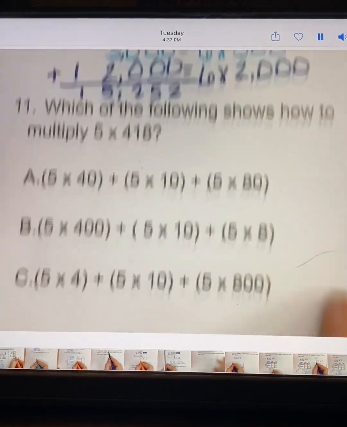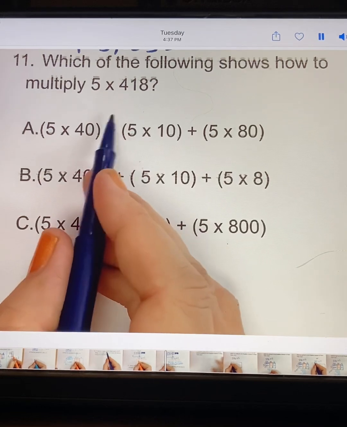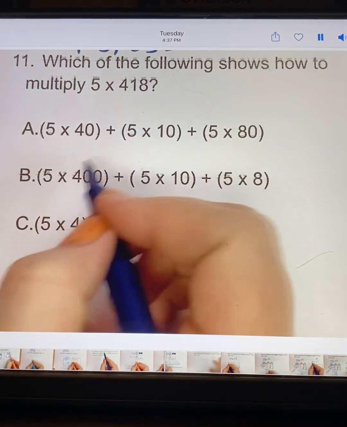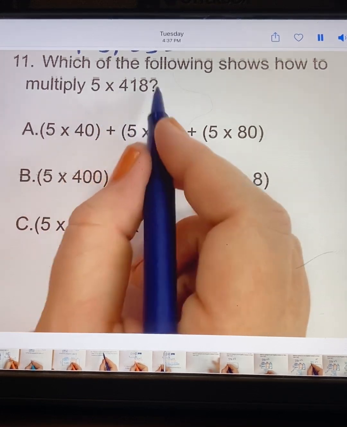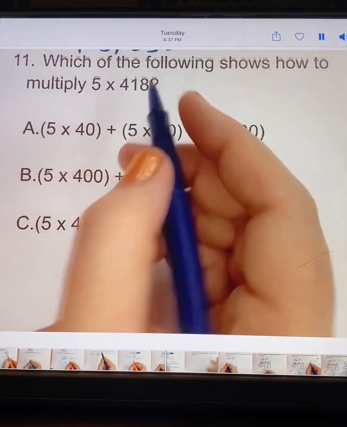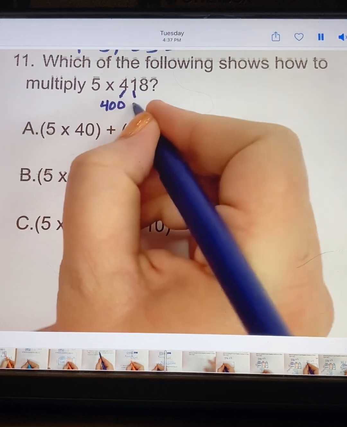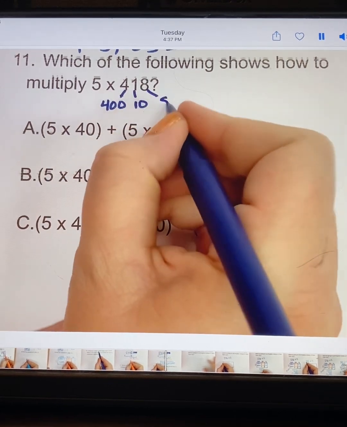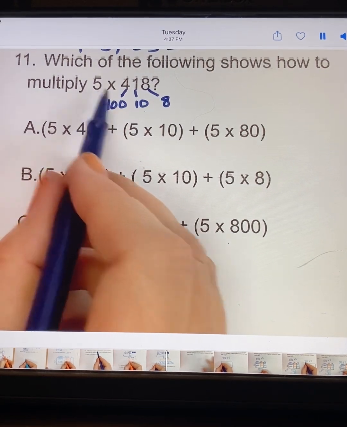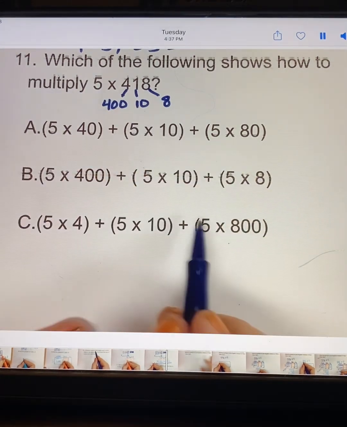Okay. All right, which of the following shows how to multiply 5 times 418? So basically, it wants you to show how you know to put this in expanded form. So you're actually multiplying 5 times, this would be 400, this would be 10, and this would be 8. So you're actually multiplying 5 times 400, 5 times 10, and 5 times 8. So let's see which one of those shows that.